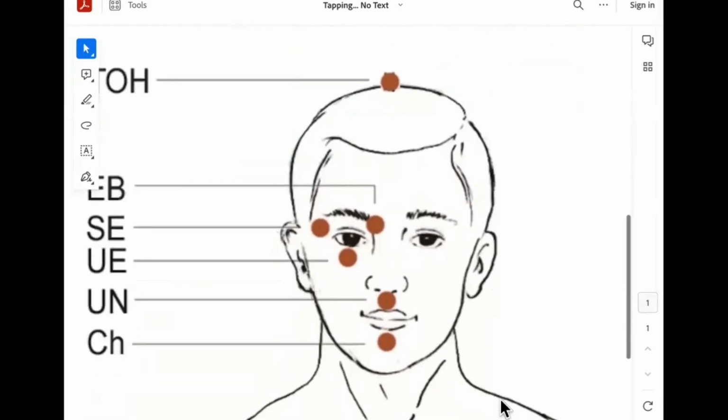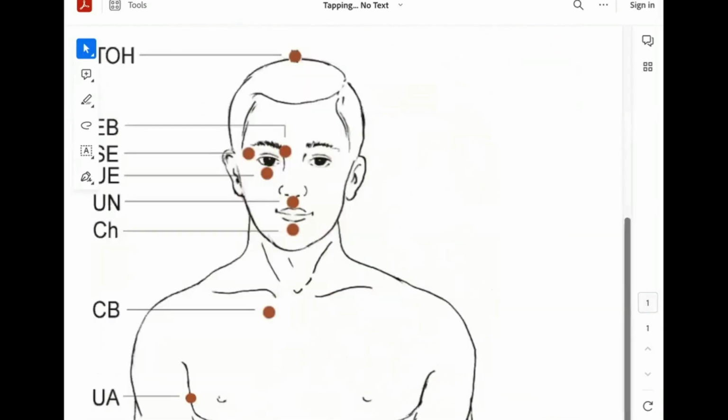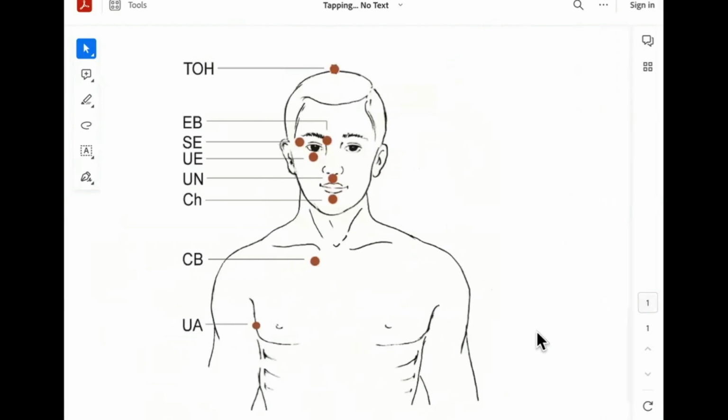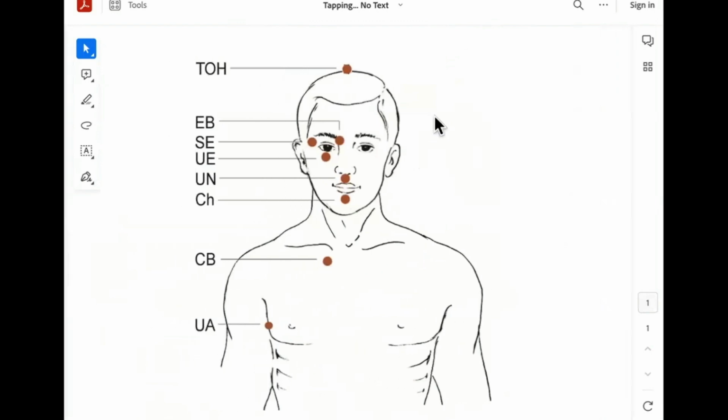All right, let's go down to the body points. Make that a little smaller here. There we go. So the body points include top of the head, right on top of the head, the eyebrow point, which is at the beginning of the eyebrow, the side of the eye, right on the bony orbit that surrounds the eye.